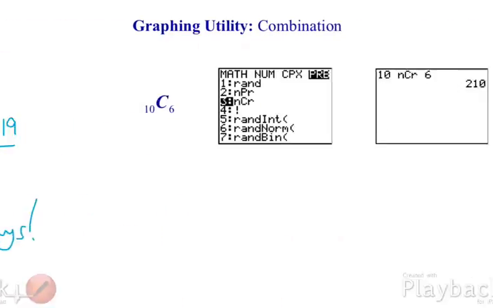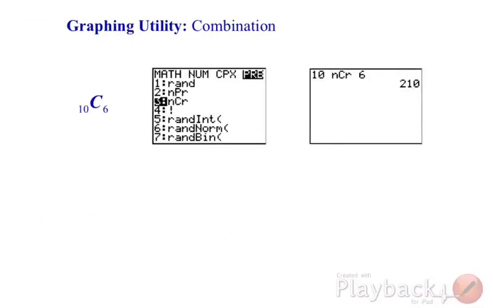Okay. If you want to use your CAS calculator, this is what you're going to do. You go into choose PRB, and it'll be number 3 on the CAS. If you're on your green calculator, it'll be number 2. You're looking for nCr, so n choose r. So 10 choose 6. You put in your 10 first of all, then choose your nCr, and then you work out your answer to be 210.